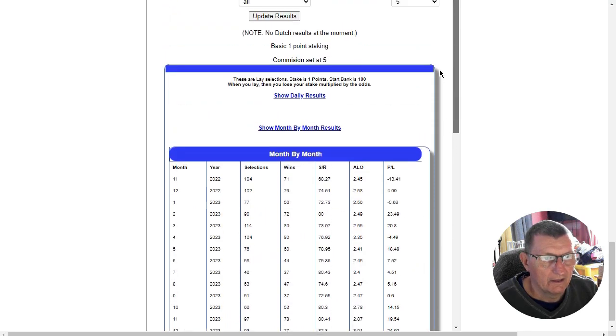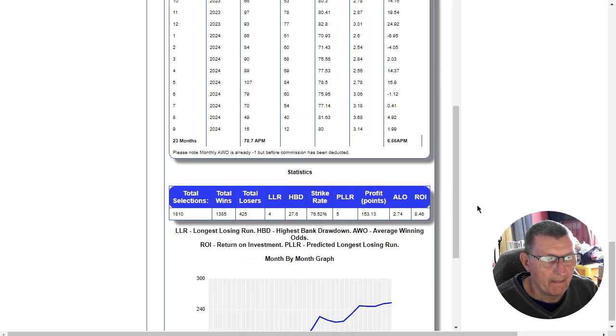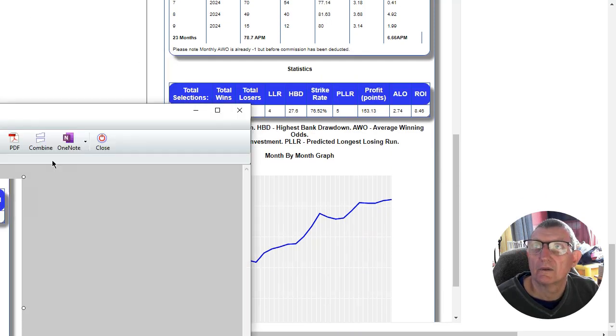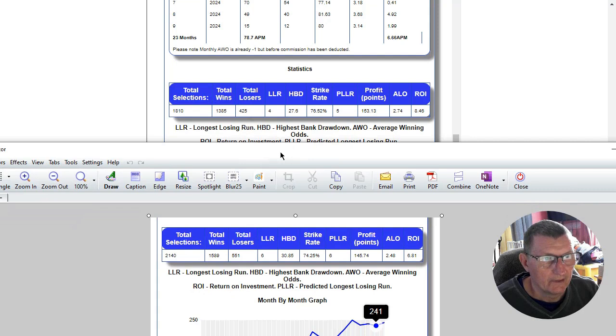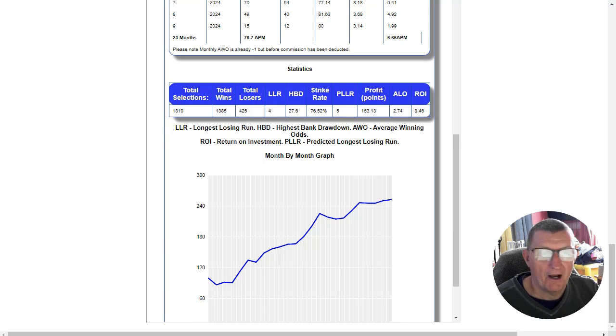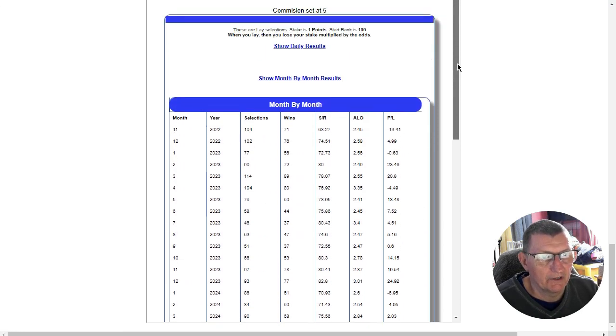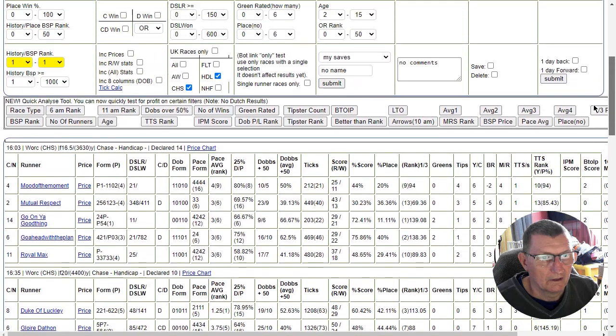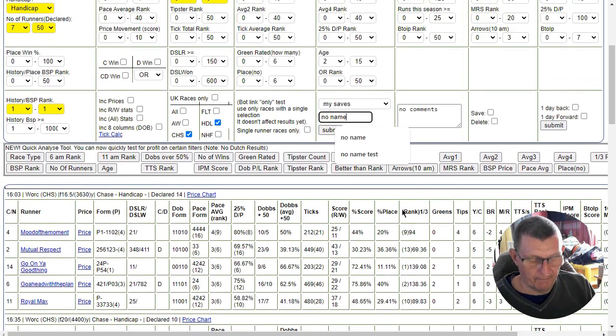So yeah, that's kind of all right. I think we'll stick with that for a moment. If we look at it against what we had originally, 8.46, strike rate's gone up, longest losing run's gone down to 4. Profit's gone up, Roy's gone up, and average losing odds. So apart from that other system we had just now, I think that's pretty good. So the first thing I'm going to do is save this now. Favourites.